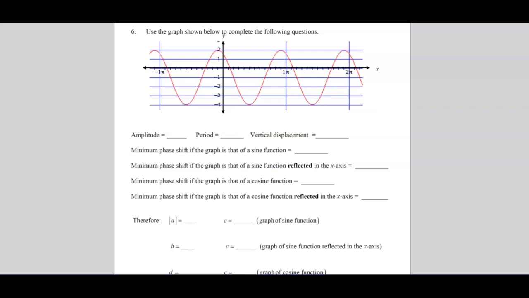Use the graph shown to complete the following properties. In this case, you'll notice that we've done all of these properties before, but these phase shifts, we're going to ask you for what the phase shift would be if it was a shift of the regular sine function, a sine function reflected in the x-axis, a regular cosine, or a cosine reflected.